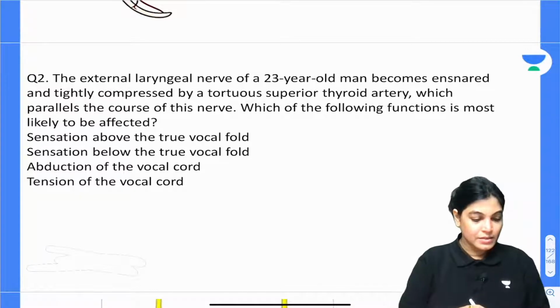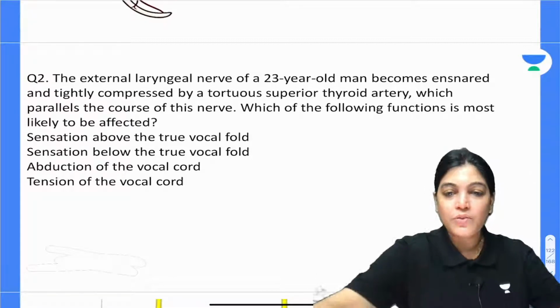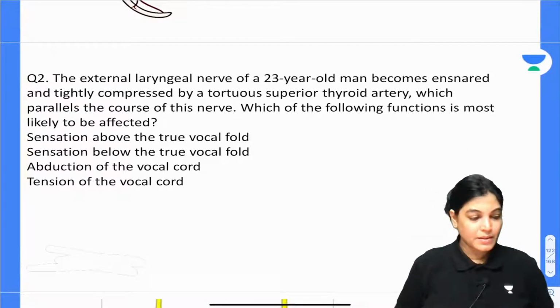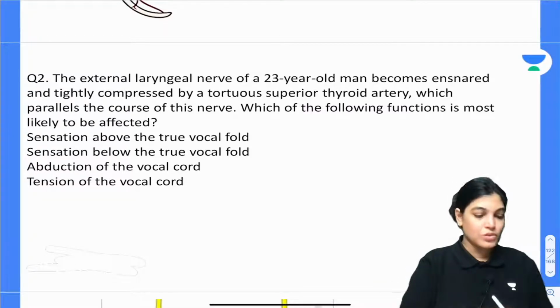Okay, am I audible? My dear aspirants, can you hear me nicely? Let me just check. Am I audible? I am talking about the second MCQ. Let me just check.